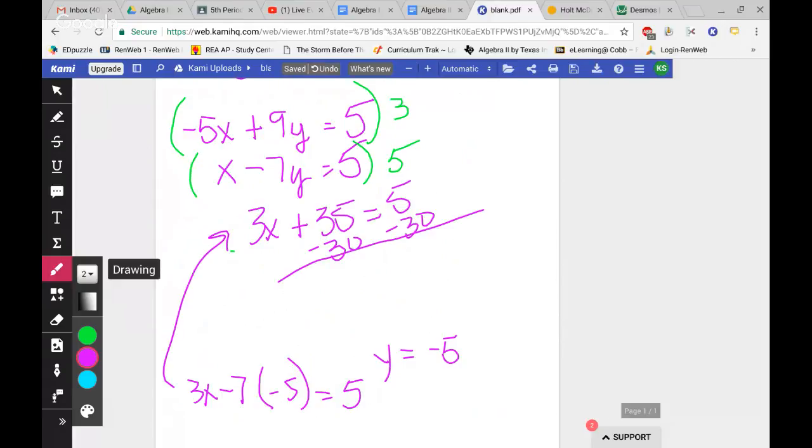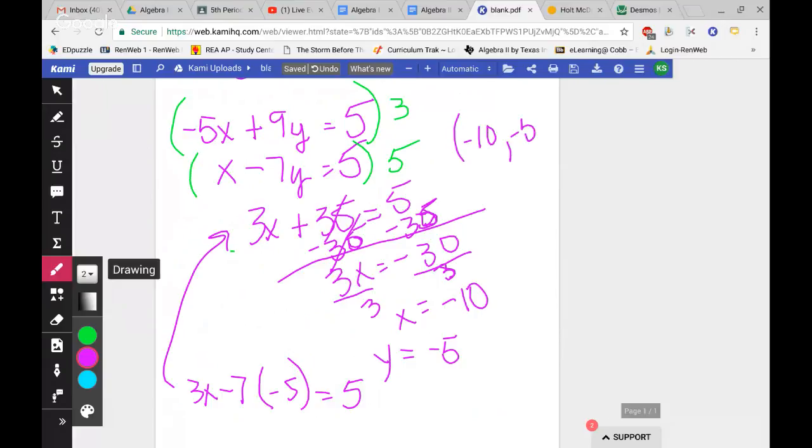And that gives me a -30. So 3x equals -30. And then I would divide both sides by 3. And x equals -10. So my ordered pair is -10, -5.